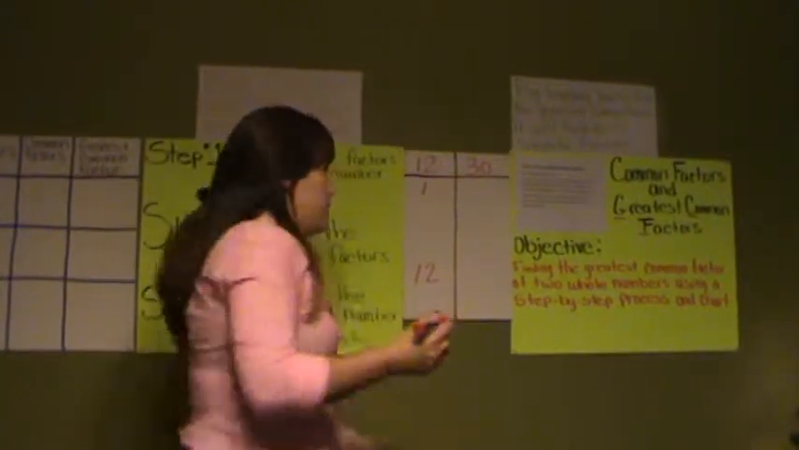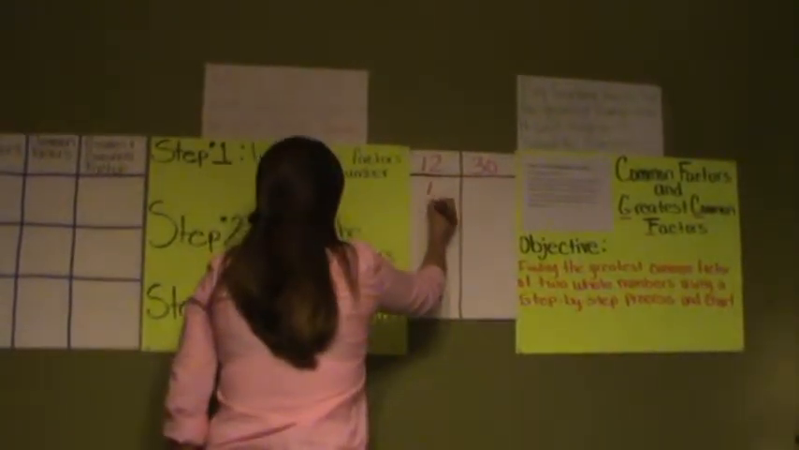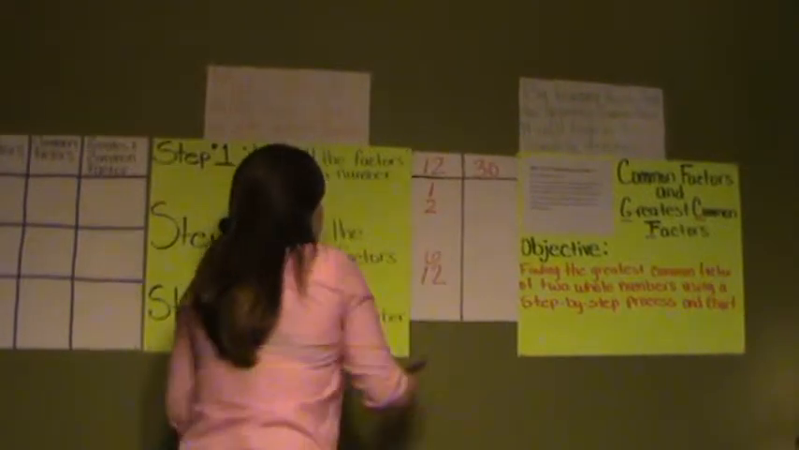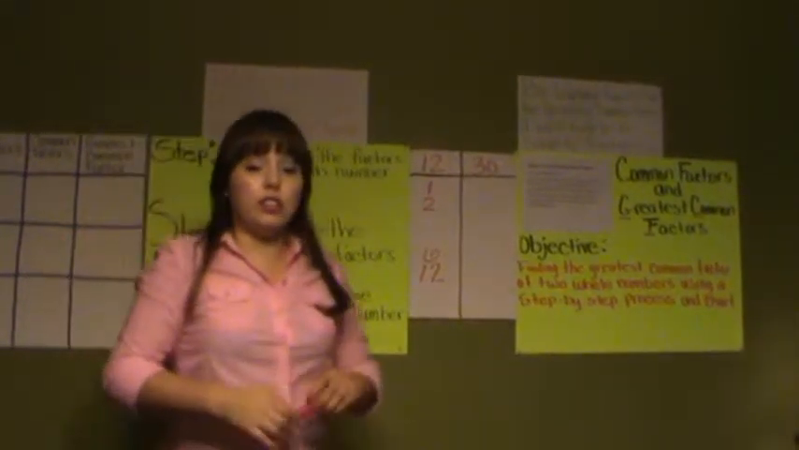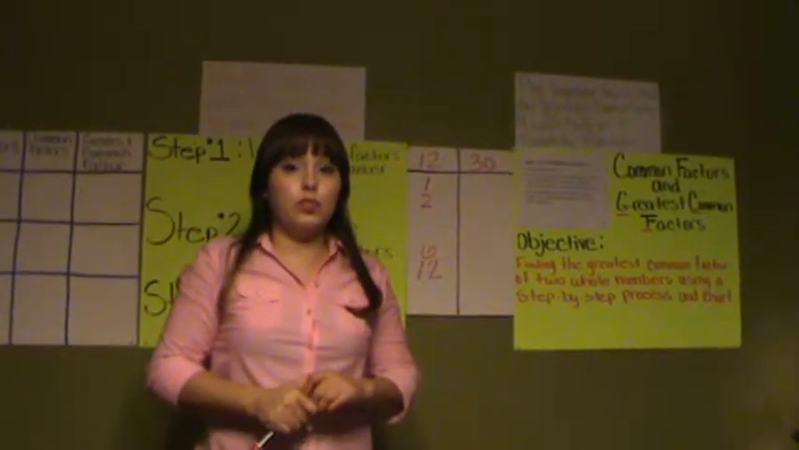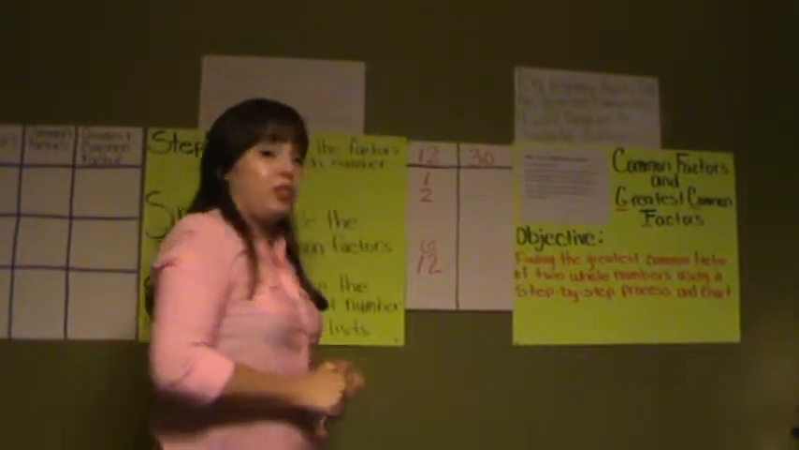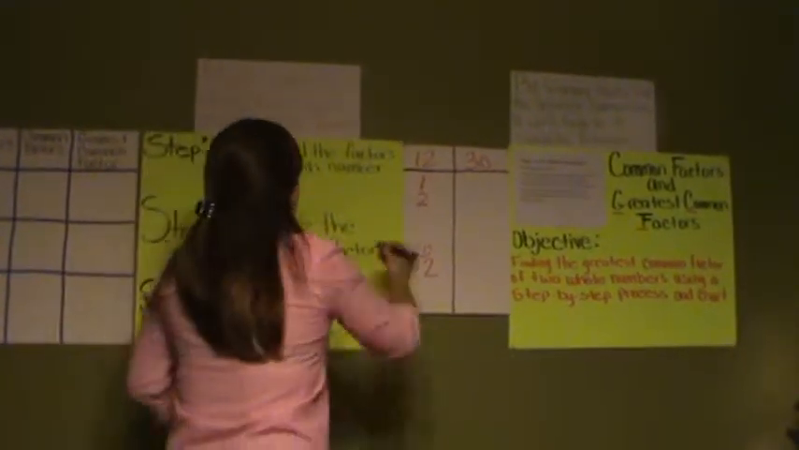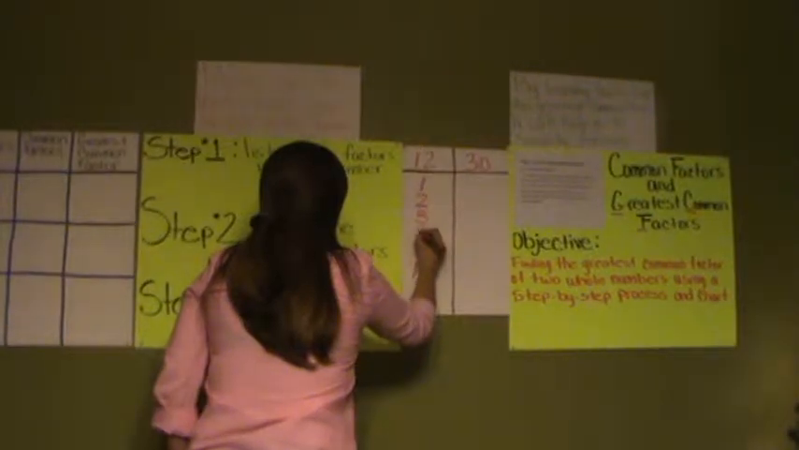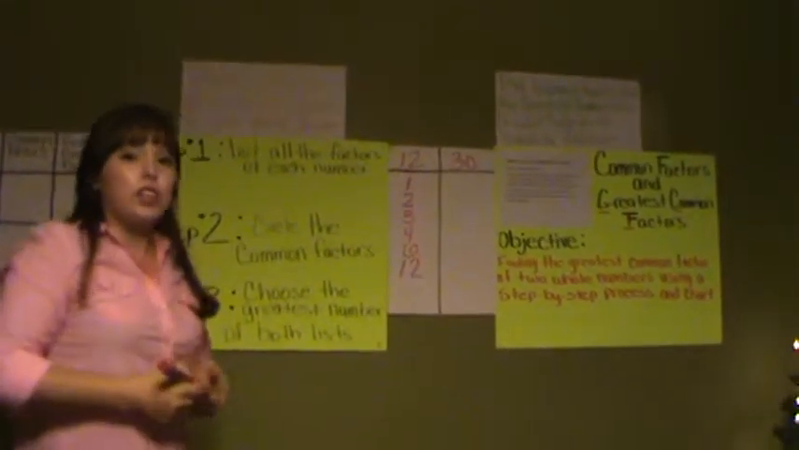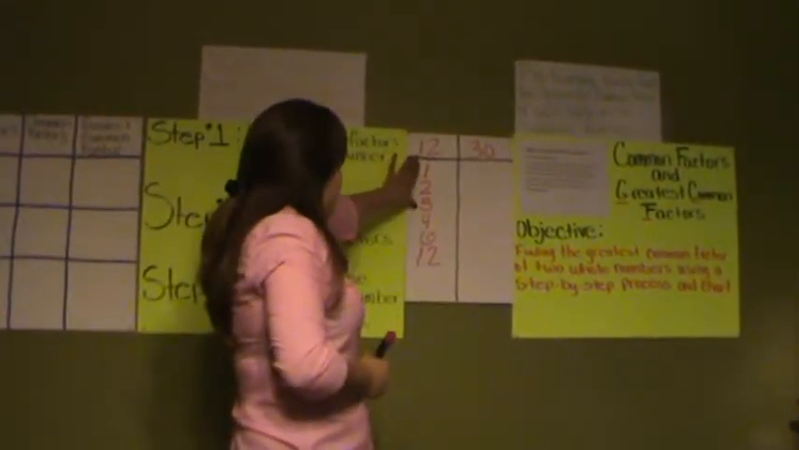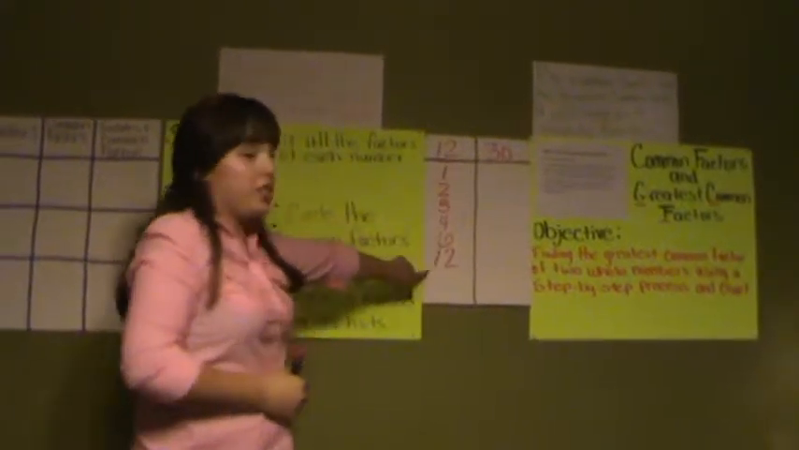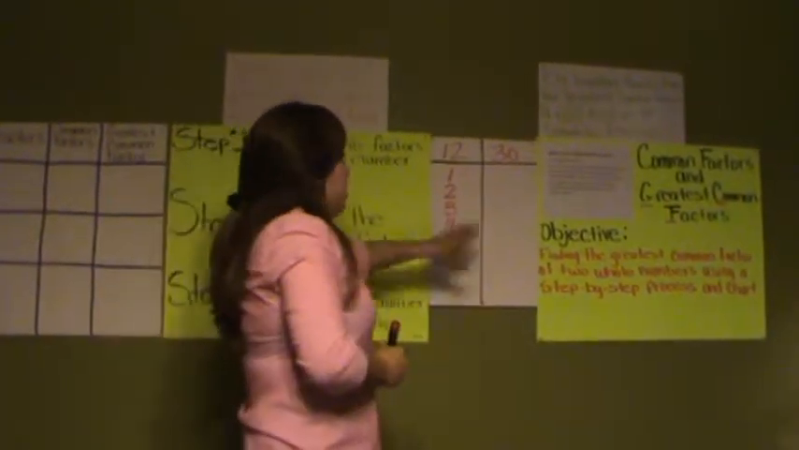2 and 6. Okay, so when you multiply 2 and 6, you have 12. And does anybody know any other factors of 12? 3 and 4, very good. 3 and 4. When you multiply 3 times 4, you get 12. So the list for the 12 is 1, 2, 3, 4, 6, and 12. So let's take a look at 30.